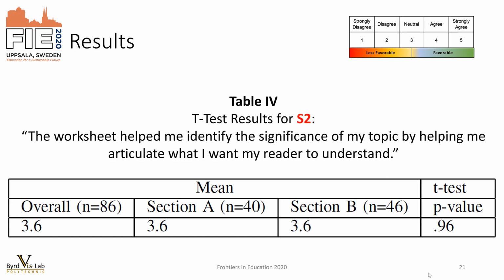In this table, we see the results for statement 2, which is, the worksheet helped me identify the significance of my topic by helping me articulate what I want my reader to understand. The overall mean value is 3.6. Our p-value suggests that there is no statistical significance between the two sections. However, we view this as being a favorable response.